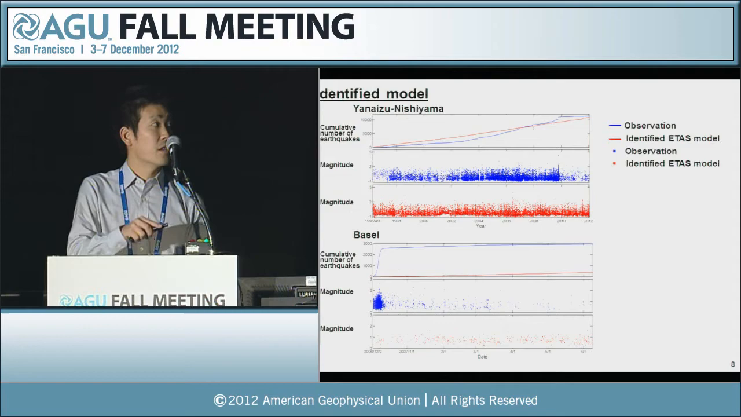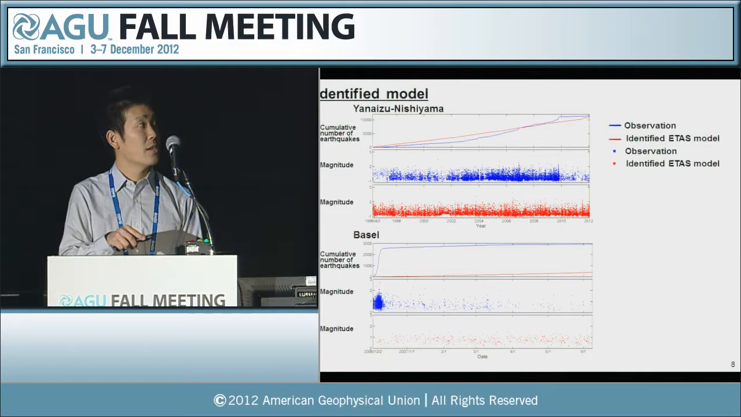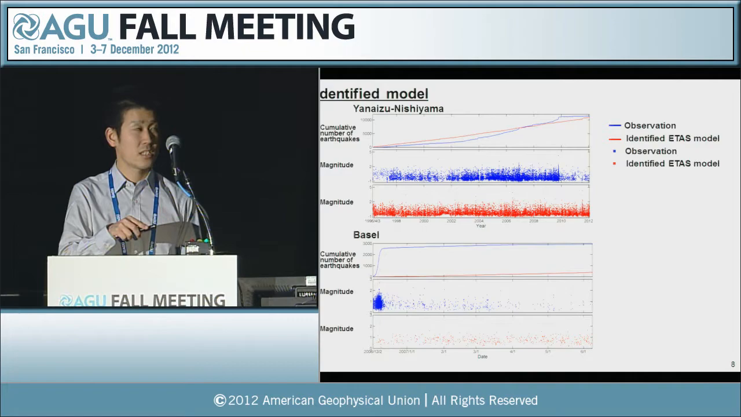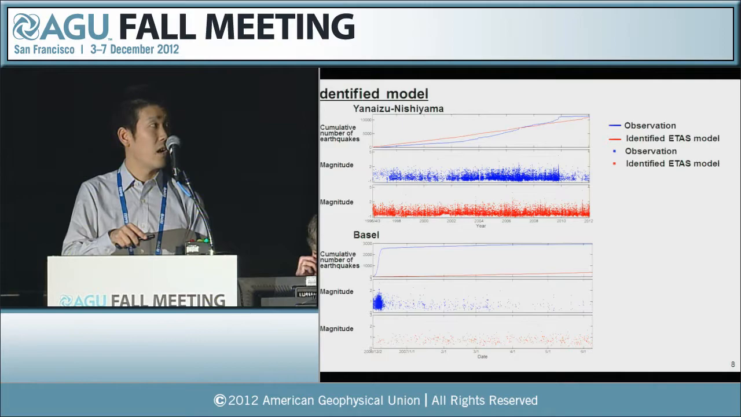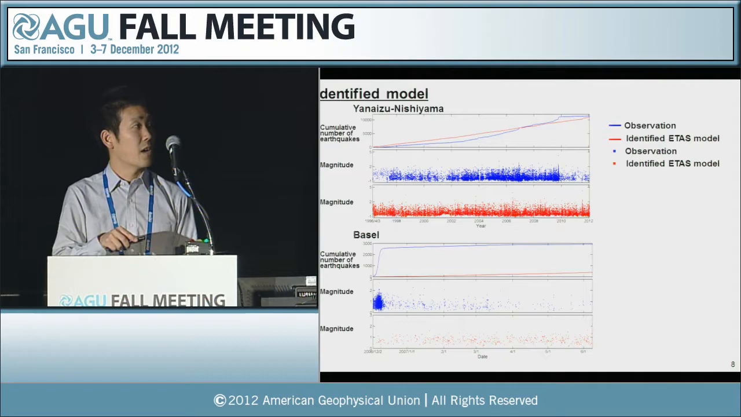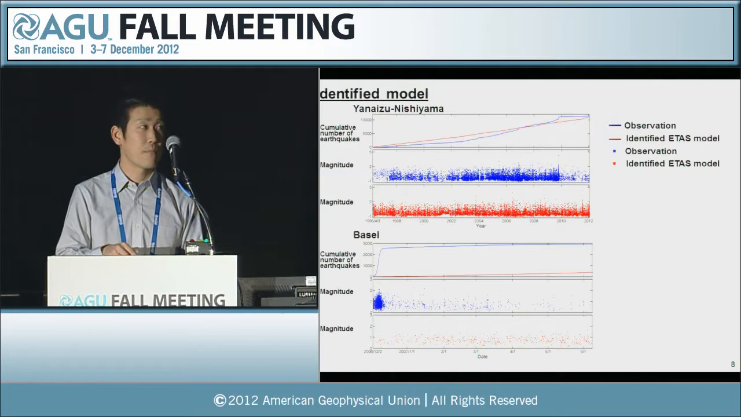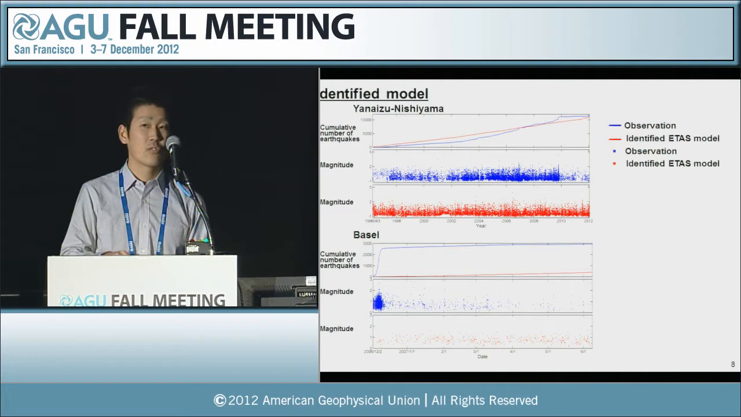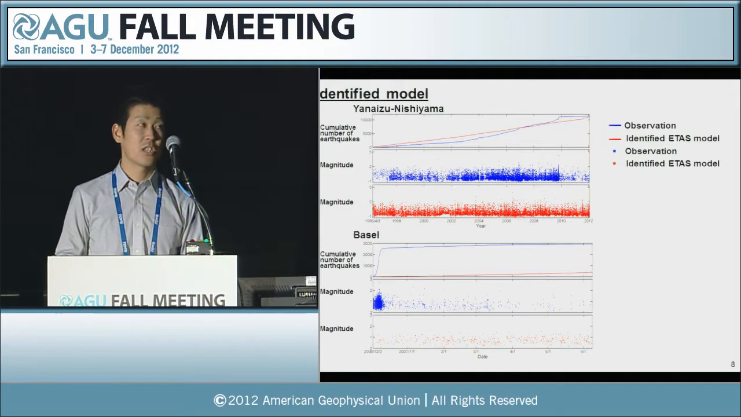These figures show the result of identification of the ETAS model. The upper one is Yanaizu-Nishiyama, and the bottom one is Basel. The horizontal axis is elapsed time, and these are the cumulative number of earthquakes and time series of magnitudes. Blue shows observed data, and red shows the identified ETAS model. At Yanaizu-Nishiyama, the identified ETAS model is reasonably consistent with observed data. On the other hand, at Basel, the identified ETAS model is very inconsistent with observed data, suggesting that the nature of induced seismicity at Basel is significantly different from that of natural earthquakes, for which the ETAS model has been established.